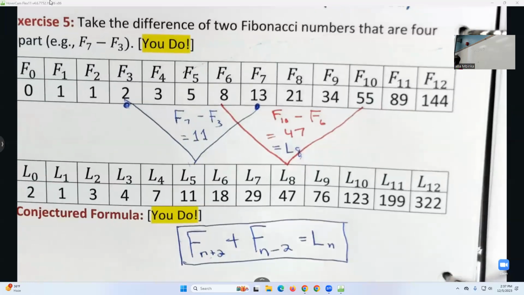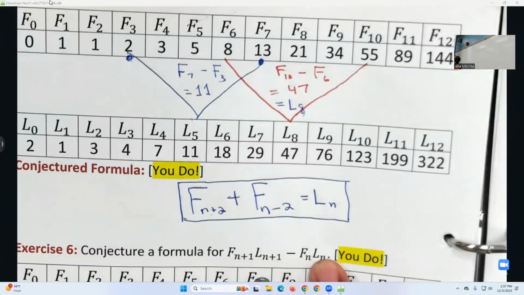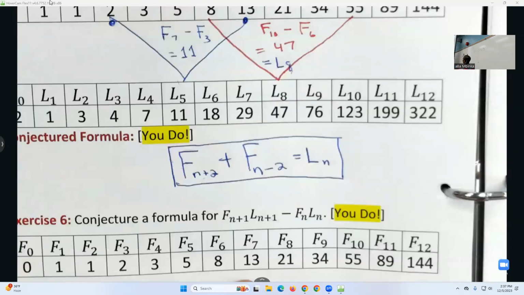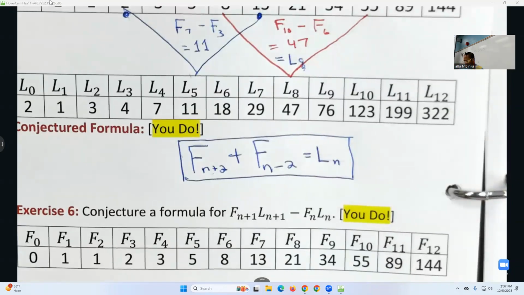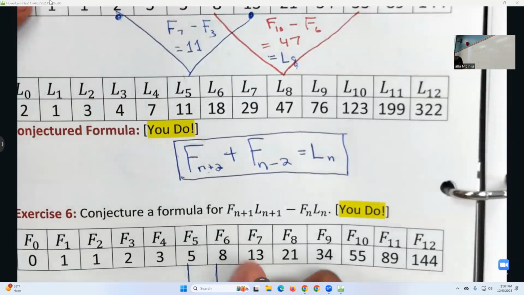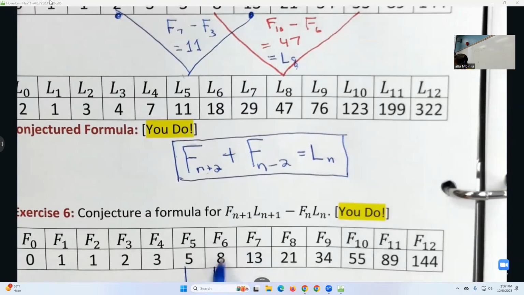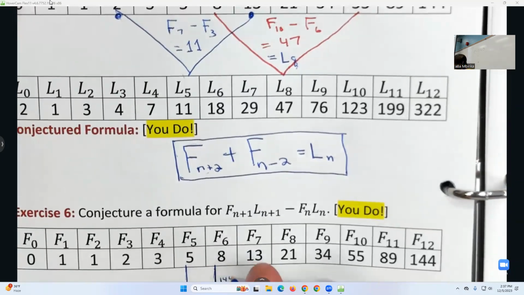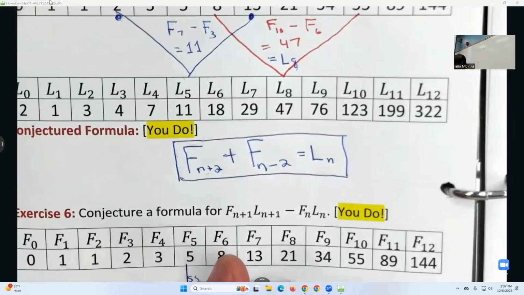So now we have a new one where they just give it to us and ask, what is this equal to? Let's conjecture a formula for F(n+1) times L(n+1) minus F(n) times L(n). Let's do a small example. Look at these two columns. We multiply the 8 and the 18, so we get 144. Then we multiply the 5 and the 11, so we get 55. And then we subtract them.